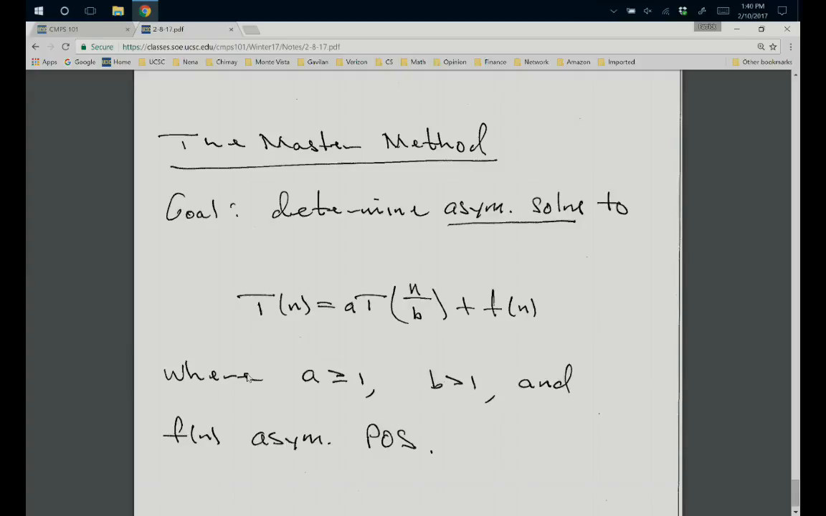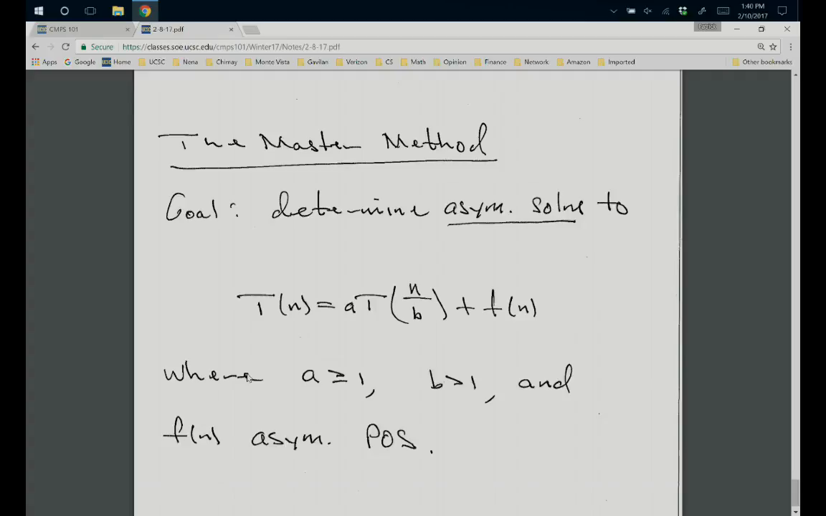Since f of n is no faster growing than a polynomial that's a little less fast, then we can say that n to the log base b of a is the winner. And furthermore, it wins by a polynomial factor. The polynomial factor is n to the epsilon, right? Because f of n loses to something that is polynomially slower than n to the log base b of a.